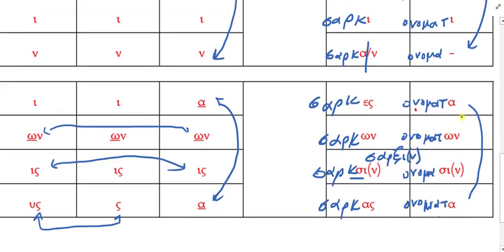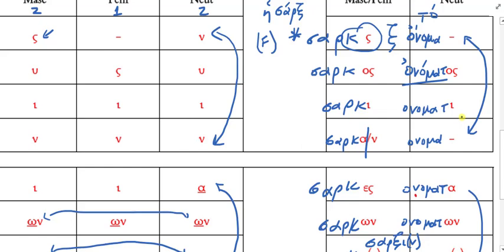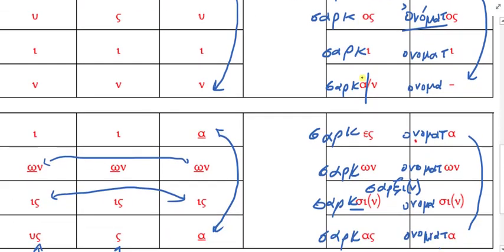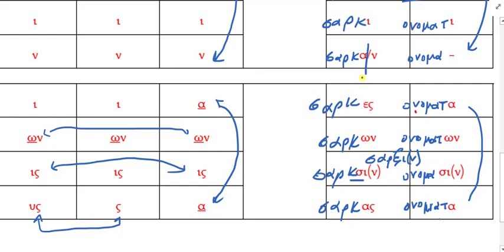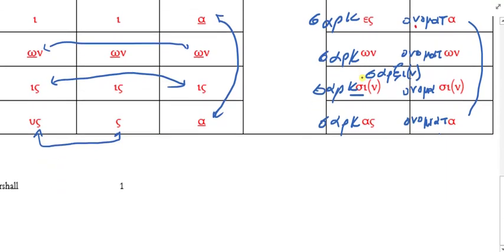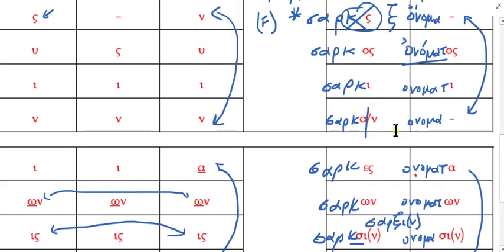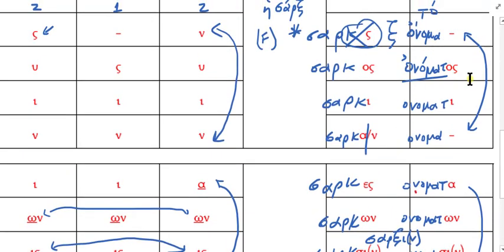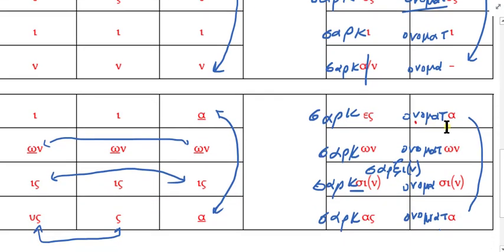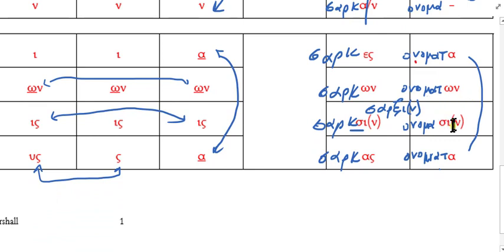All right, so let's review the forms. And we'll go ahead and say these together, everybody. Sarx, sarkos, sarki, sarka, sarkis, sarkone, sarxine, which will be written this way, and sarkas. And anama is anama, anamatas, anamati, anama, anamata, anamatone, anamasi, and anamata.